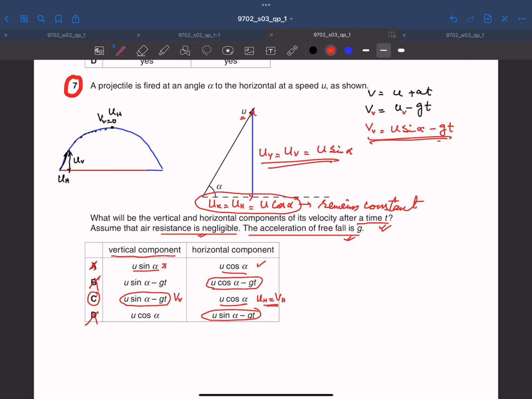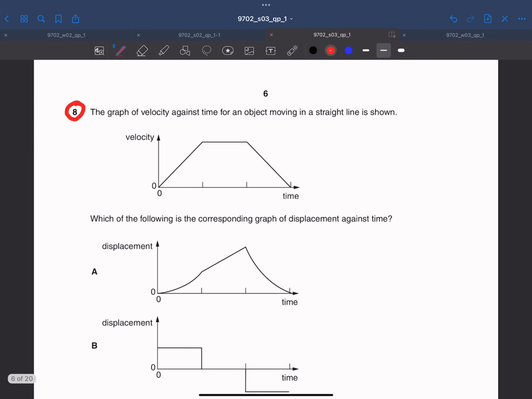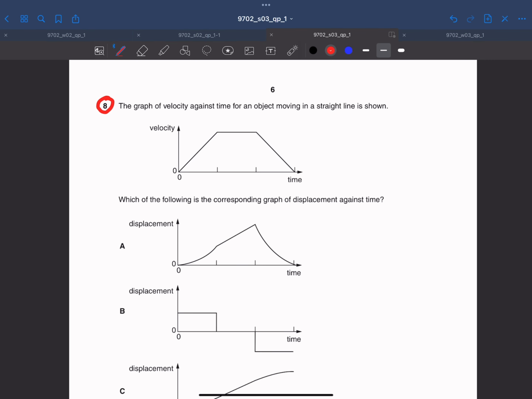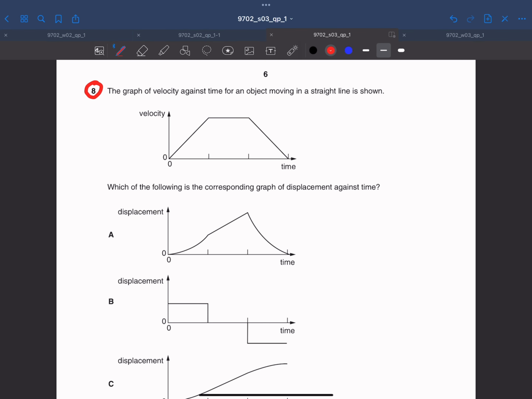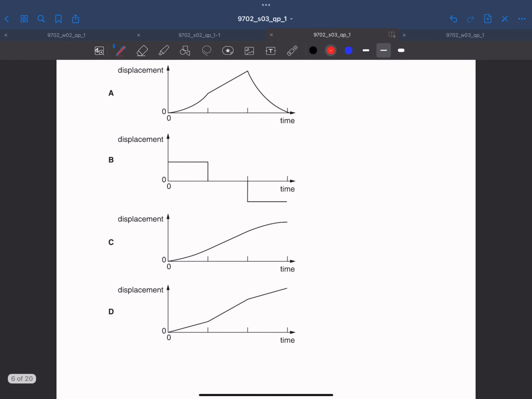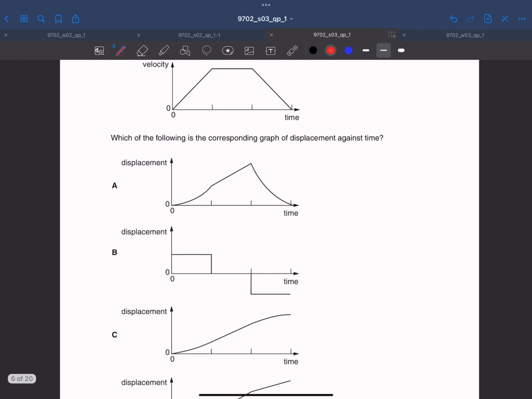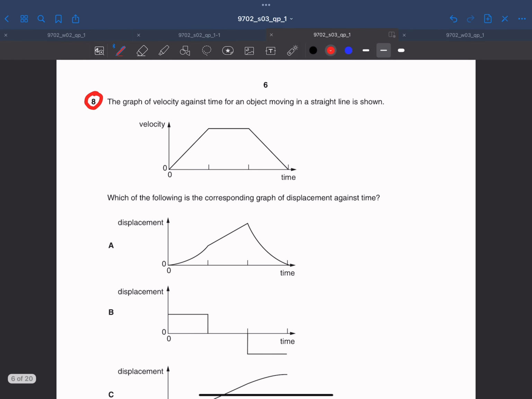Then we are moving towards another question. Here you have another graph. The graph of velocity against time for an object moving in a straight line is shown. Which of the following is the corresponding graph of the displacement against time? Basically, we have to consider which displacement-time graph gives us this velocity-time graph.